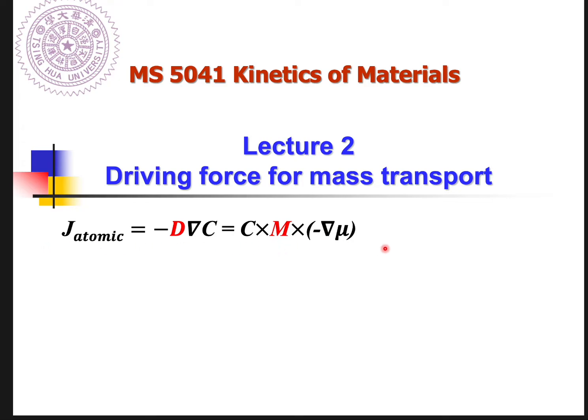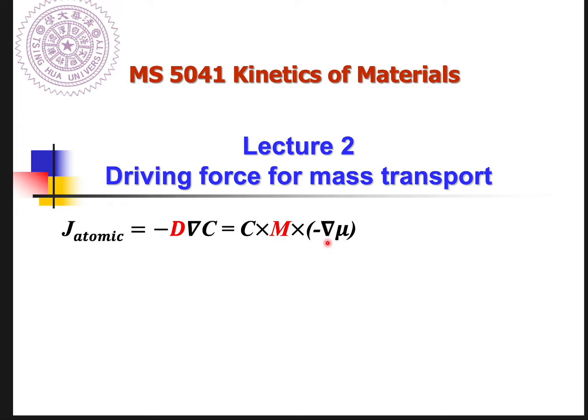If only one driving force exists, which we call the chemical potential gradient, this gradient will drive the atoms to move from where? From the location with high chemical potential toward the location with low chemical potential, to minimize the free energy of the system. This is what we call the mass transport process. But this is the case when there only exists one driving force, the variation of the chemical potential, right?